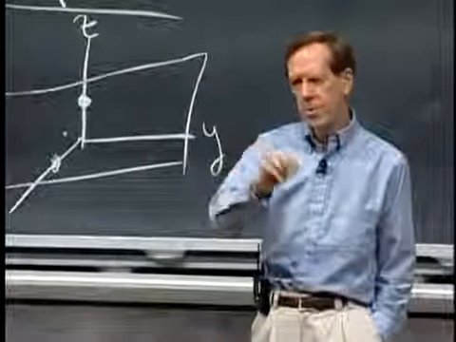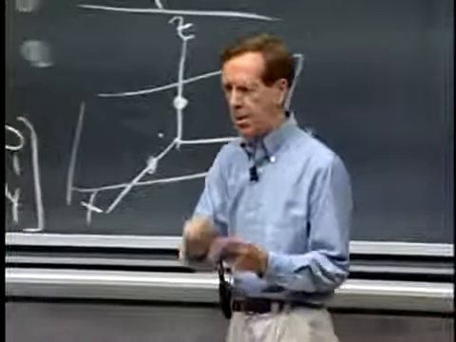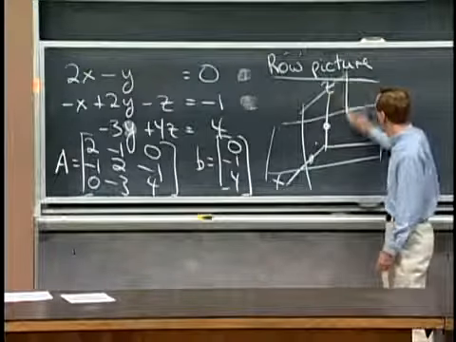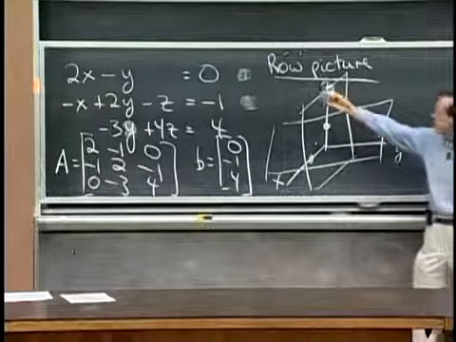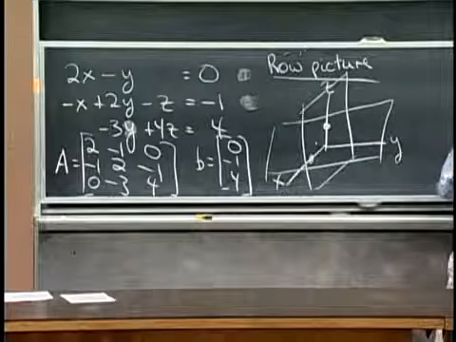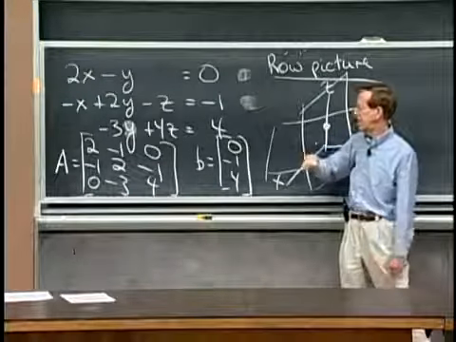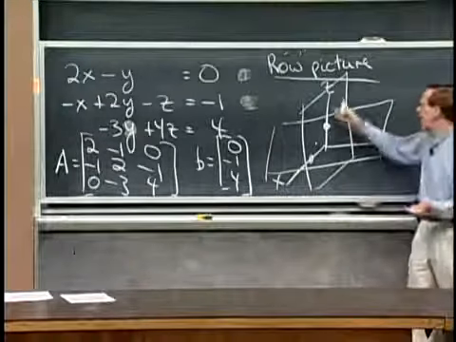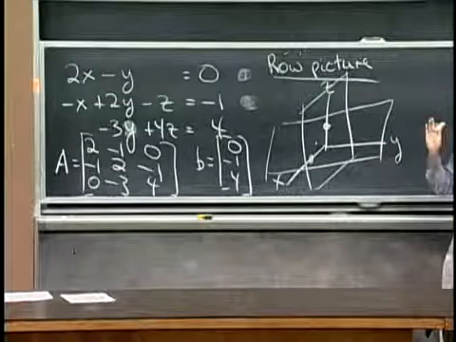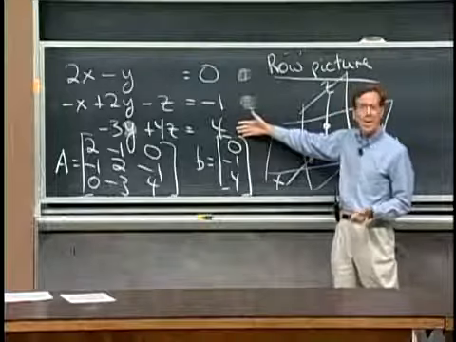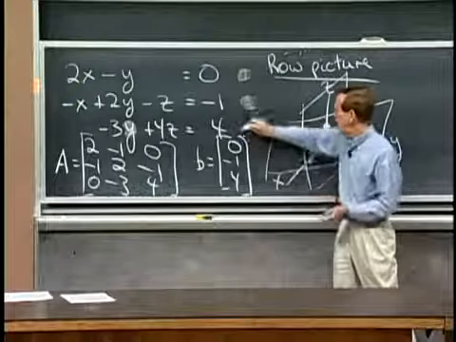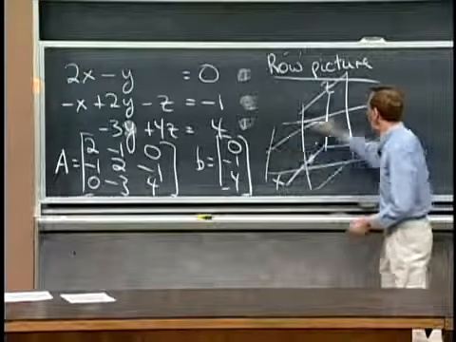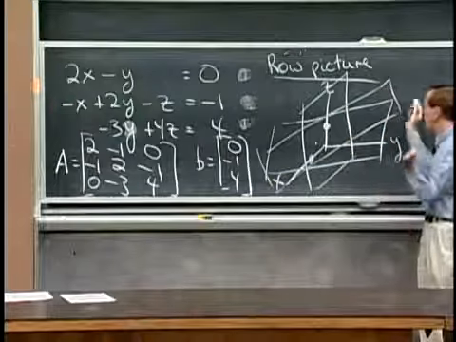Each row in a 3 by 3 problem gives us a plane in 3 dimensions. So this one is going to be some other plane. Maybe I'll try to draw it like this. And those two planes meet in a line. So if I have just the first two equations in 3 dimensions, those give me a line, the line where those two planes meet. And now the third guy is a third plane, and it goes somewhere. Okay, those 3 things meet in a point.